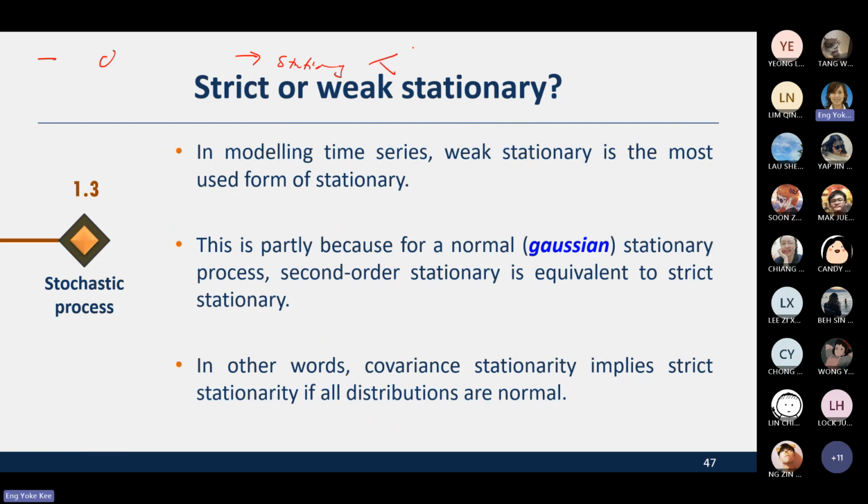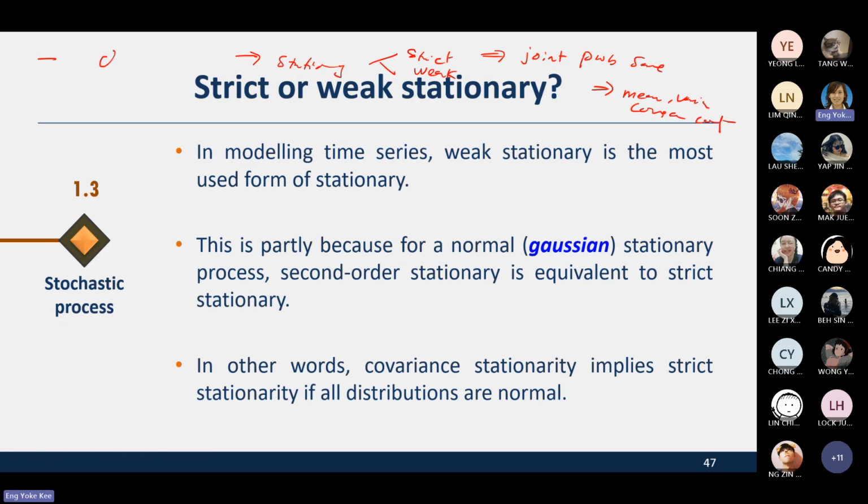And for stationary, there are 2. One is what we call strict, and one is called the weak. Strict stationary means the joint property must be the same. Weak stationary means what? Mean, variance, covariance must be constant. So this is what we learn.